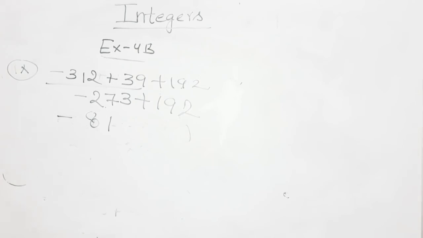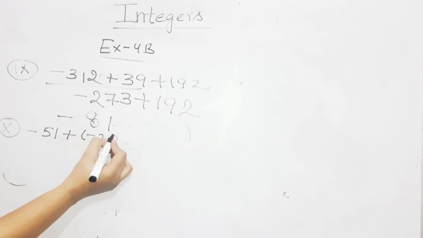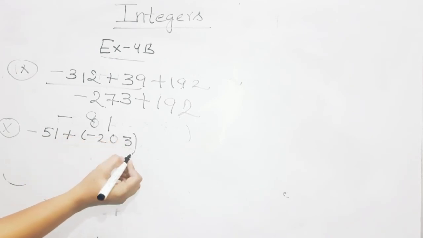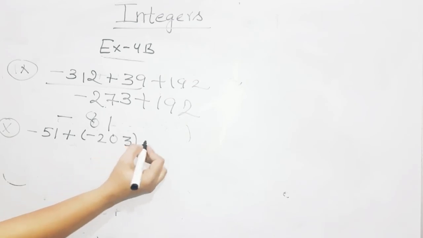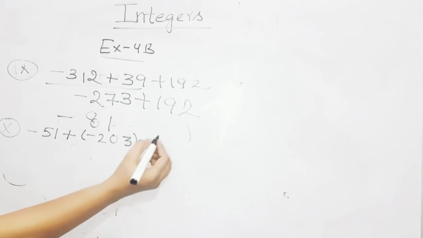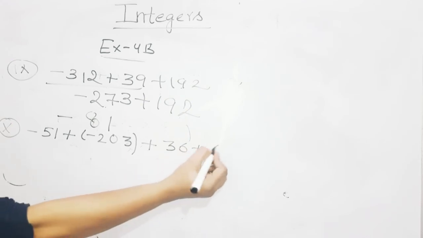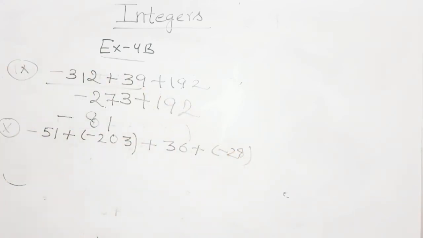Now coming to the 10th option. See, how many integers does it have? 4 integers. The first integer is negative, the second one is again negative. In this, only one is a positive integer, 3 integers are negative. Okay, 36 plus -28. See, 3 integers are negative, 1, 2, 3, and the fourth one is positive.